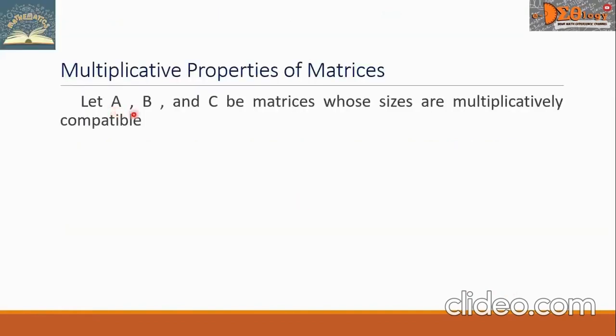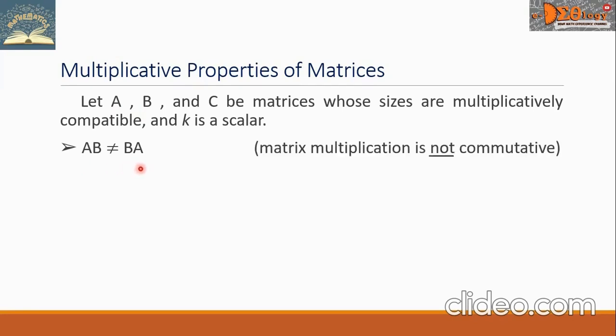Let capital A, capital B, and capital C be matrices whose sizes are multiplicatively compatible, and K is a scalar. First property, the product AB is not equal to the product BA. We say that matrix multiplication is not commutative.